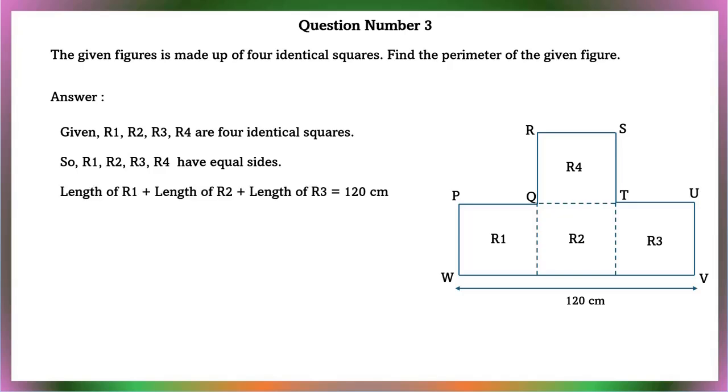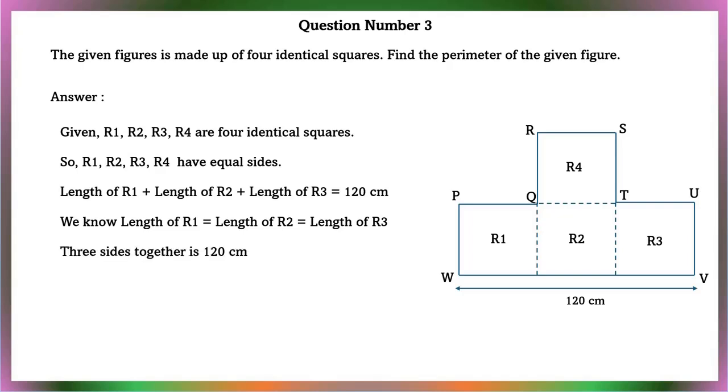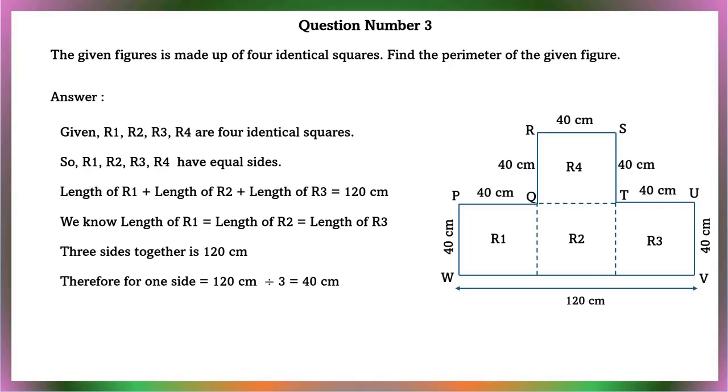Therefore, the length of WV is 120 centimeters. The length of R1 and the length of R2 and the length of R3 all together form 120 centimeters. And we know that the length of R1 is equal to R2 and the length of R2 is equal to the length of R3. And all three of their sides together is 120 centimeters. Therefore, for one side, we will get 40 centimeters. Therefore, since a square has equal sides, all of its sides will be 40 centimeters.